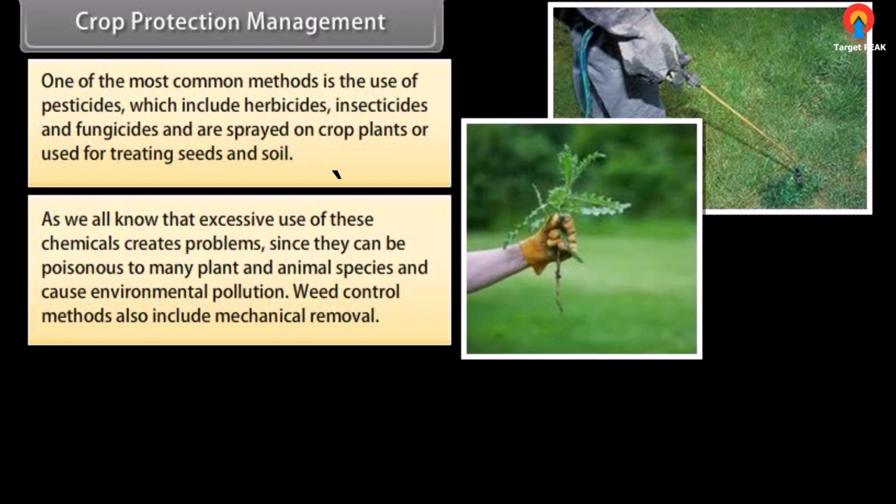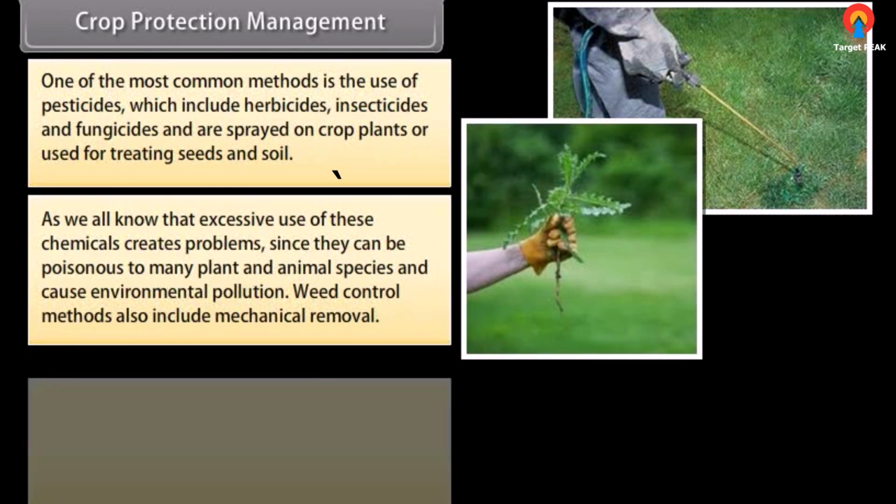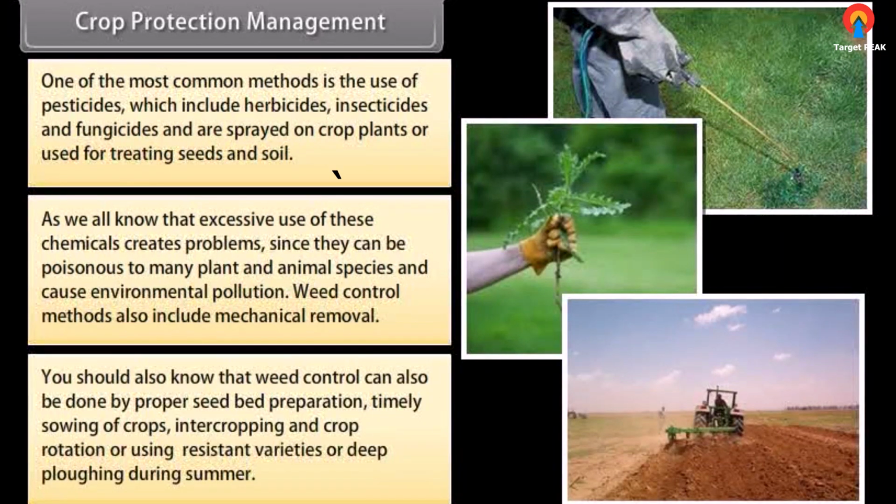Weed control methods also include mechanical removal. You should also know that weed control can also be done by proper seed bed preparation, timely sowing of crops, intercropping, and crop rotation, or using resistant varieties or deep plowing during summer.